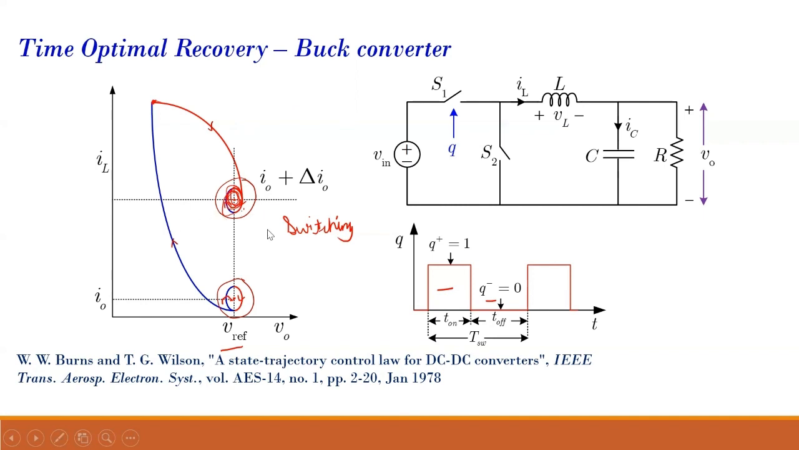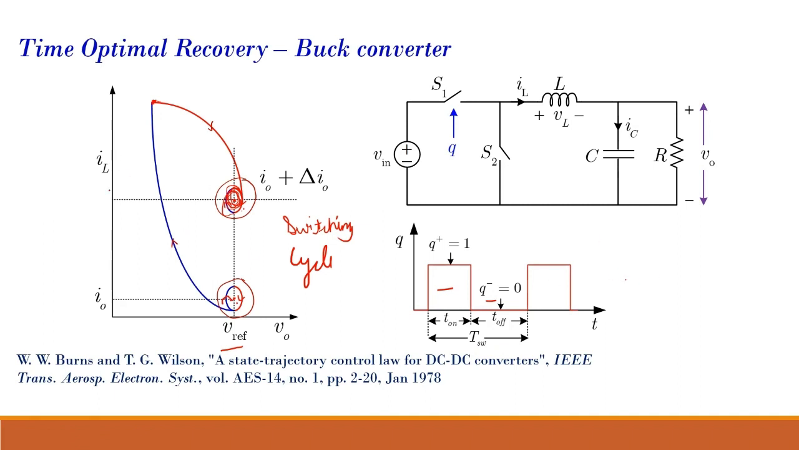So this is known as time optimal control. In one switching cycle, I am able to go from this operating point to this operating point. This was reported by this paper, W. Burns and T.J. Wilson: one steady state to another in one switching cycle.